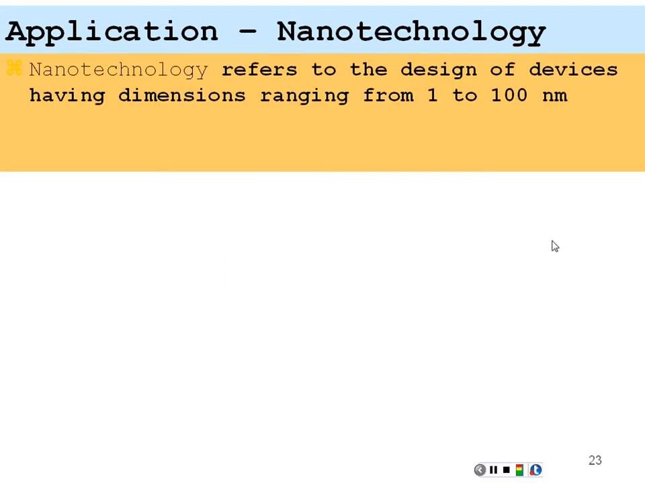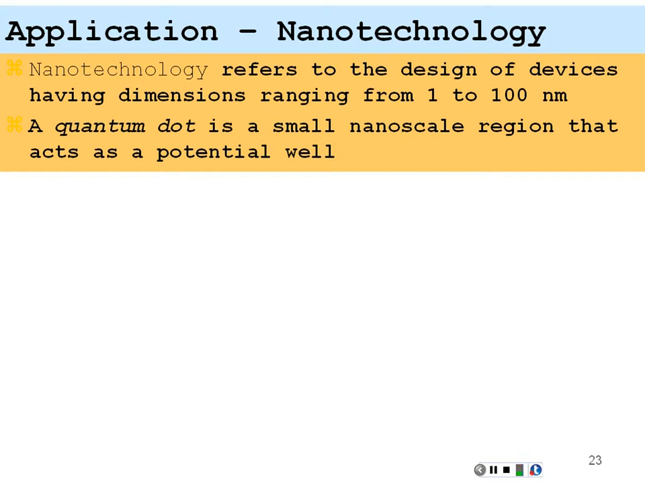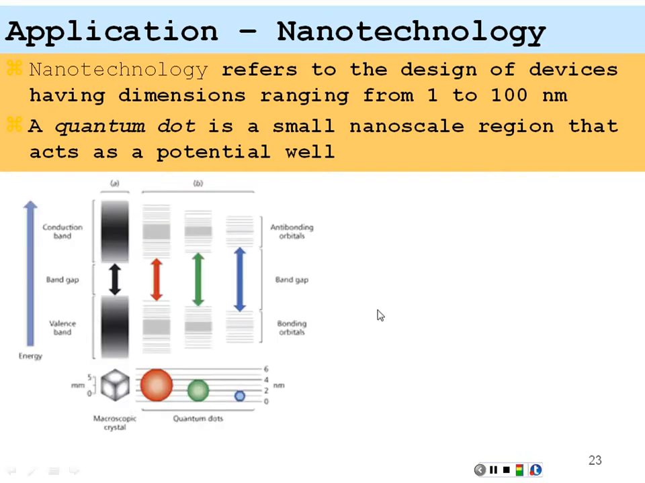Here's an application of a finite potential well. Nanotechnology refers to the design of devices having dimensions ranging from 1 to 100 nanometers, and one design of that would be the quantum dot. A quantum dot is a small nanoscale region that acts as a potential well, trapping a particle, be it an electron, a photon, or an exciton. An exciton is an electron-hole pair. As this quantum dot gets smaller, the energies between the possible levels get larger, allowing you greater energies for the emission of photons. But there are definite discrete values for those energies.